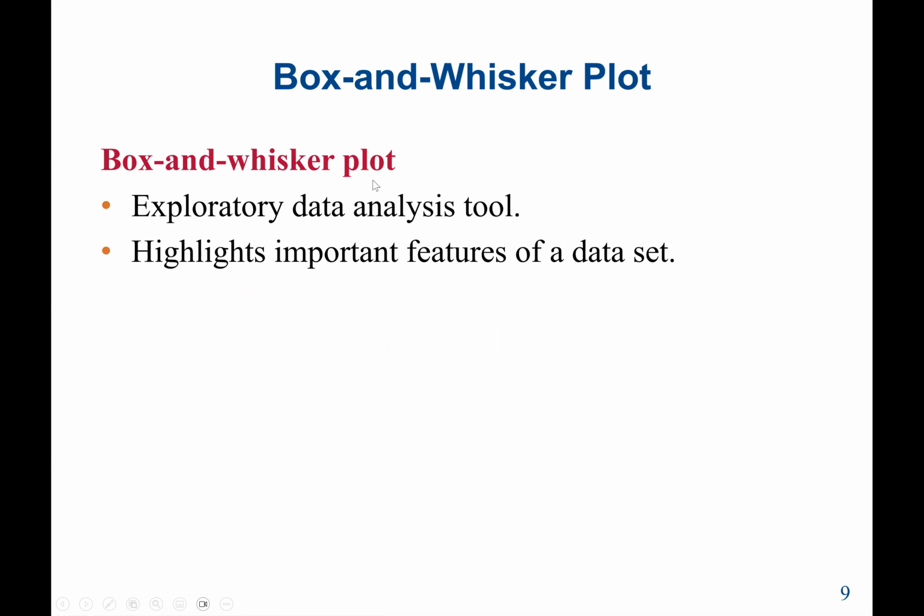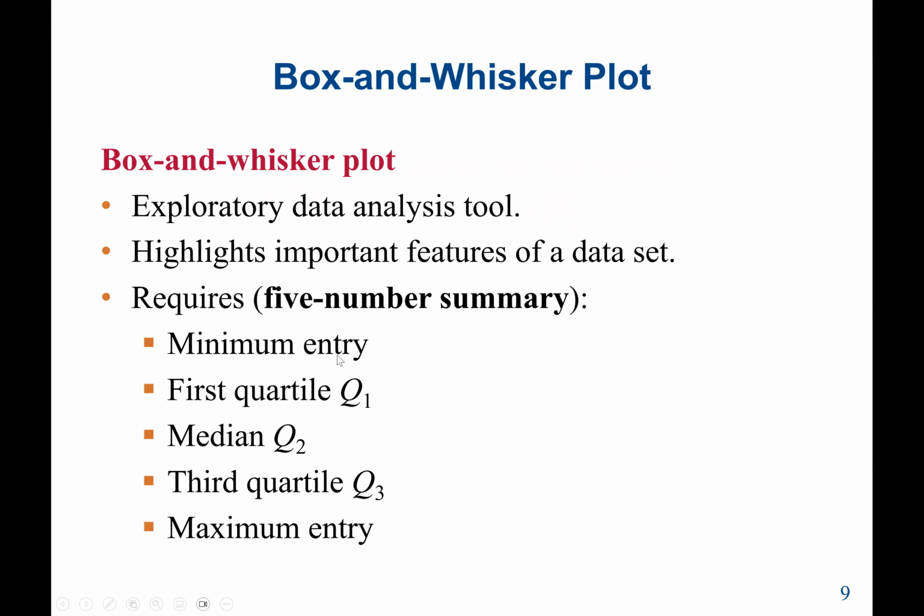So the Box-and-Whisker plot will tell us the maximum value, the minimum value, the first quartile Q1, 1/4 of it, half Q2, 3/4, again Q3. So those are the values, the 5 number summary. We find the minimum entry, Q1, Q2, Q3, and the maximum.